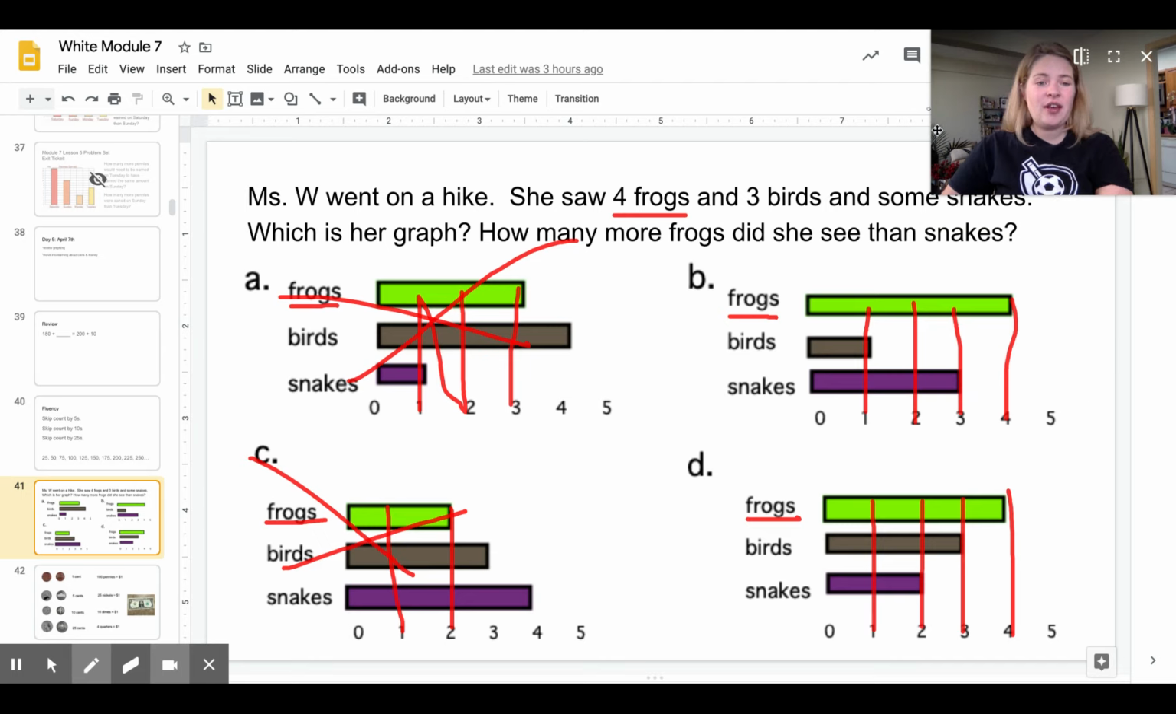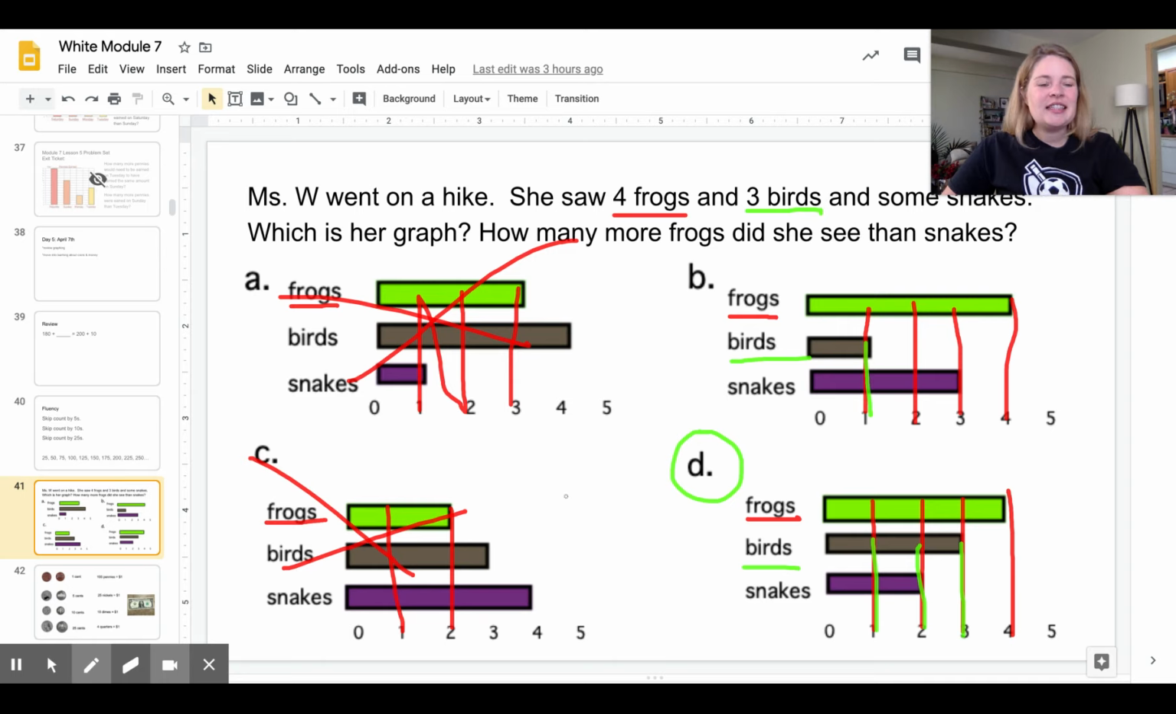Let's take a look at the next part of the problem. She saw 3 birds. So now I need to see how many birds I have in B and D. Uh-oh, I only have 1 bird in B. What about in D? 1, 2, 3. Oh, so my best answer is D.